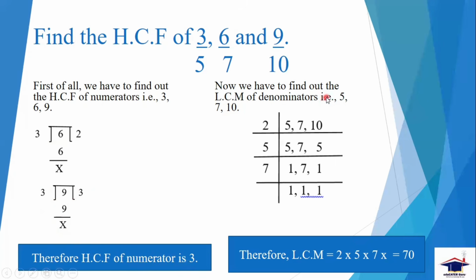Likewise, you have to find the LCM of the denominators. The denominators are 5, 7 and 10. Using the division method, 2 cannot divide 5 and 7, so you write them as they are. For 10, it can be done. 2 fives are 10. The next number is 5. 5 ones are 5. Then 7 is not divisible, so you take 7 since it is a prime number. 7 ones are 7. Hence, the LCM is 2 into 5 into 7, which is 70. So you have found the HCF of the numerators and the LCM of the denominators, which are 3 and 70.